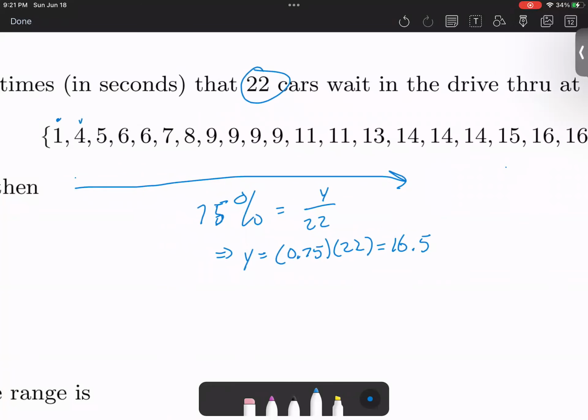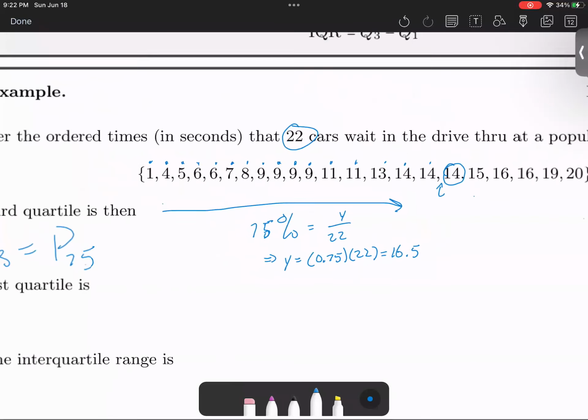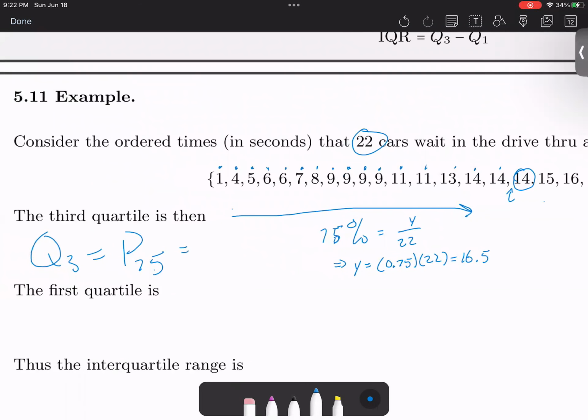So 1, 2, 3, 4, 5, 6, 7, 8, 9, 10. 1, 2, 3, 4, 5, 6. 16.5 is right there in the middle, and I grab that 14th value. Or rather, I grab the 17th value, which is 14. So the third quartile, or the 75th percentile, is 14.